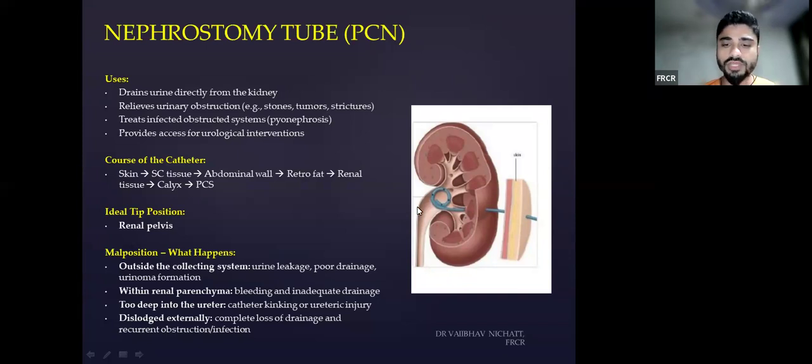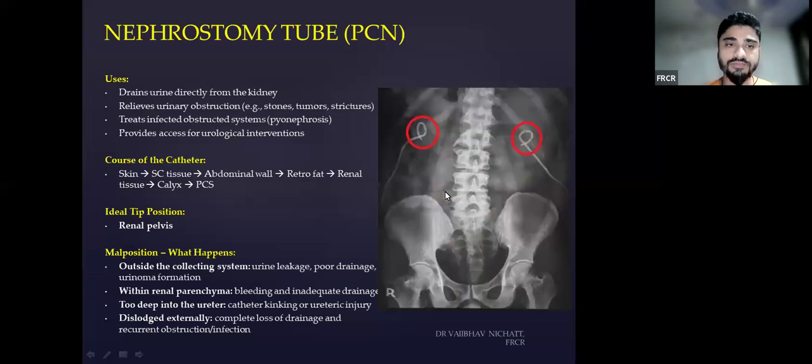If it is too deep into the ureter, then obviously it might drain, or sometimes because of the kinking, there will be poor drainage. Okay, and if it is dislodged externally, then there will be persistent hydronephrosis. The catheter will not be able to drain the system, the pelvicalyceal system.